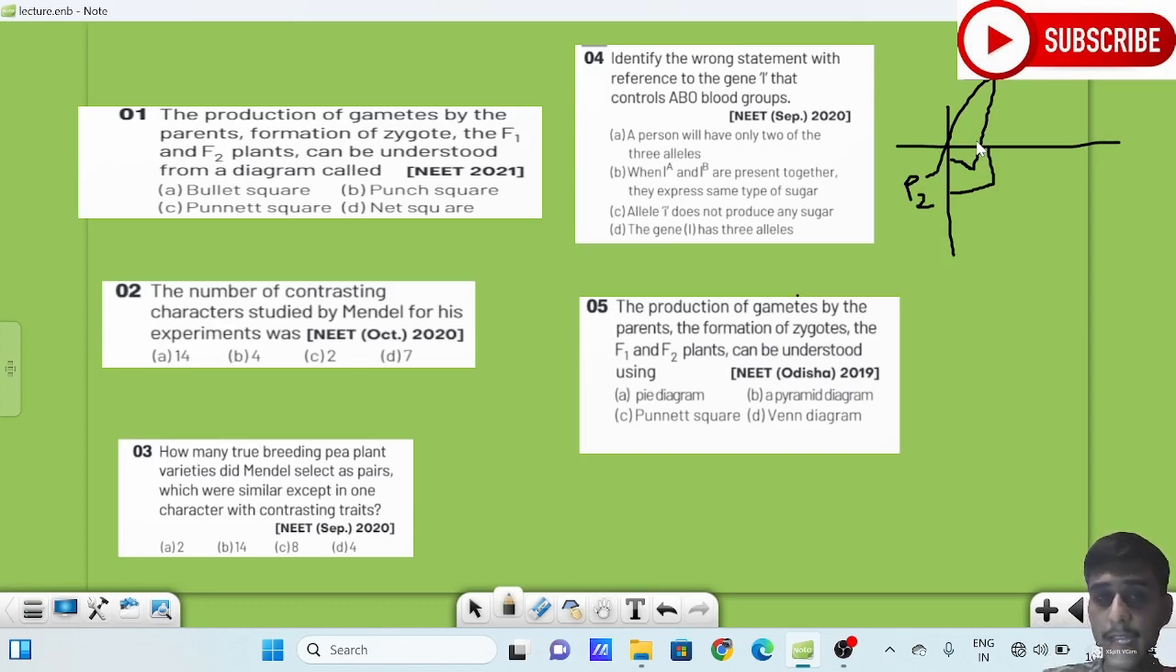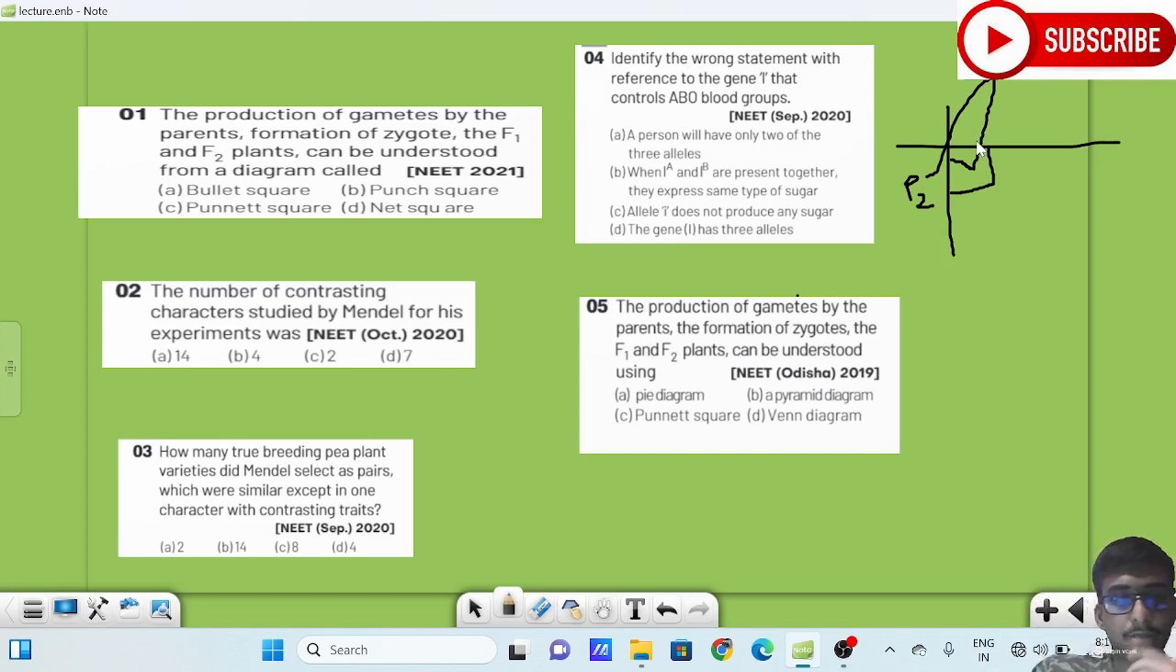What were there? For example, he took 2 pea plants. Every character was the same except their height, which means one of the parents was tall and one was dwarf. So he took 7 contrasting characters, which means during a cross he should take 2 parents. So 7 into 2, 14 parents, or 14 plants, were taken. Each pair was the same except in one character. Okay, contrasting trait. I think you have understood it.